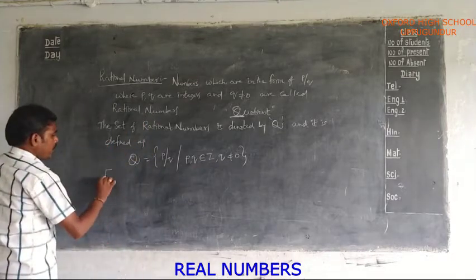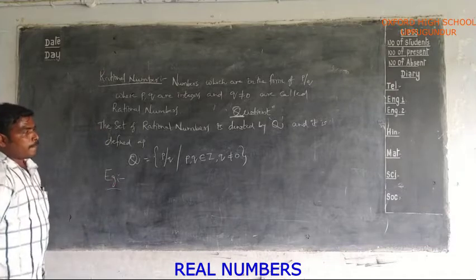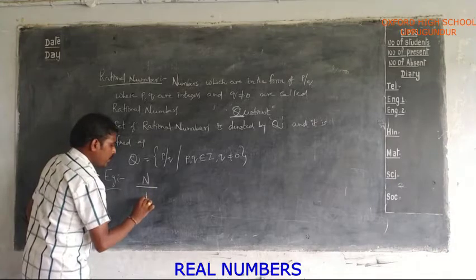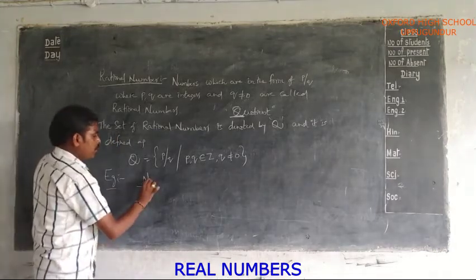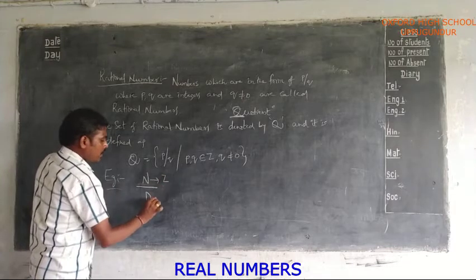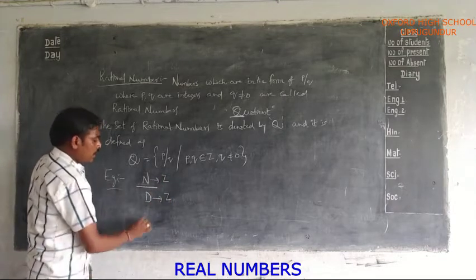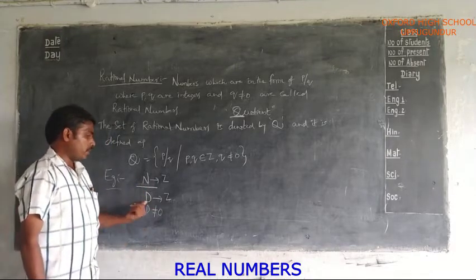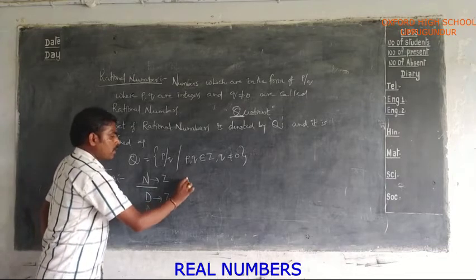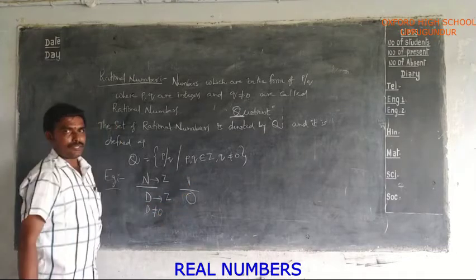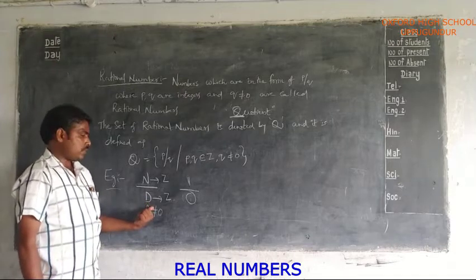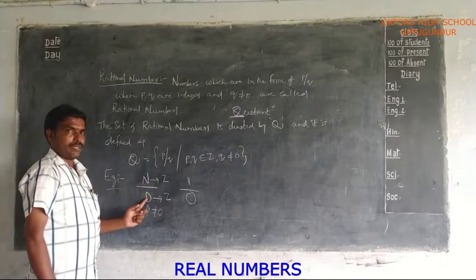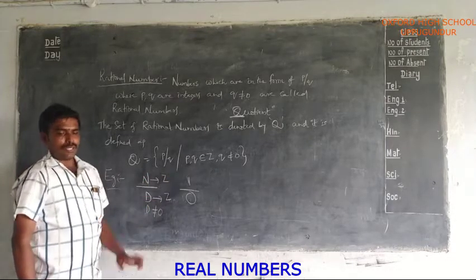So, how can we write examples for these rational numbers? What is the condition you have? It has both a numerator and a denominator. The numerator belongs to integers, the denominator also belongs to integers, and the denominator is not equal to 0. Why is the denominator not equal to 0? Any number divided by 0 is not defined. That's why the denominator is always not equal to 0. The values we take for both numerator and denominator belong to integers.